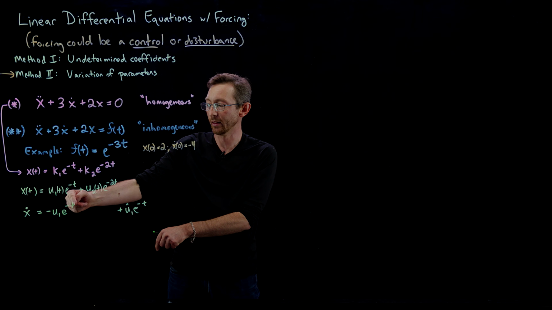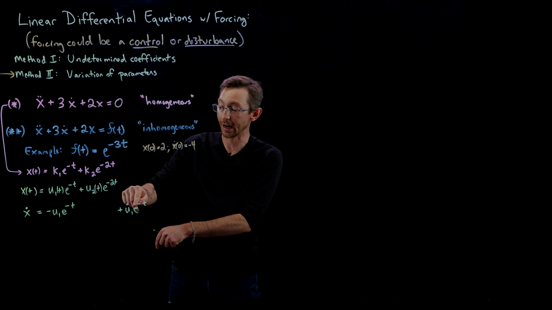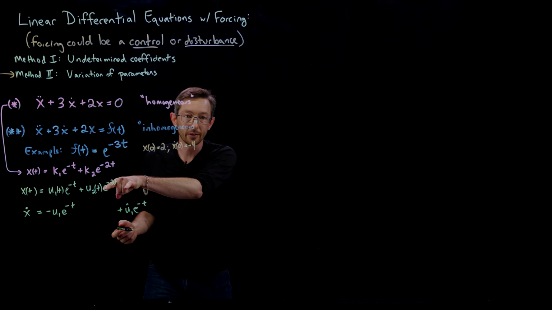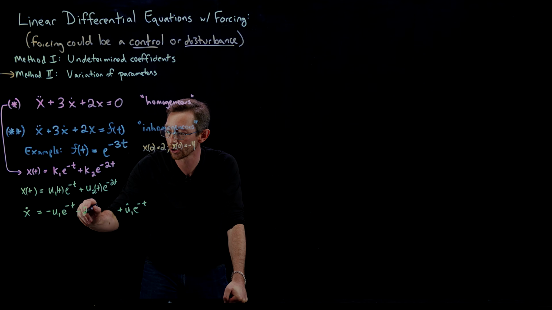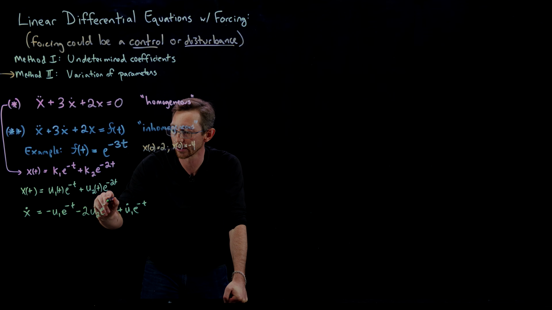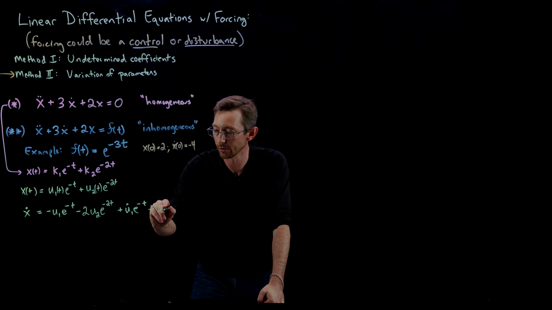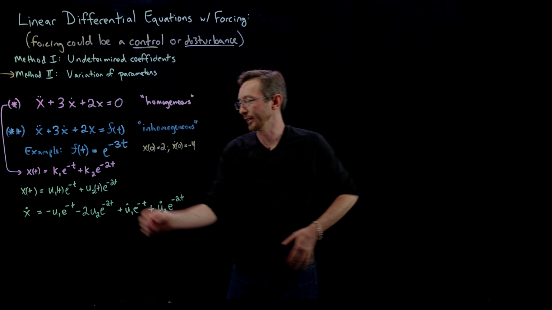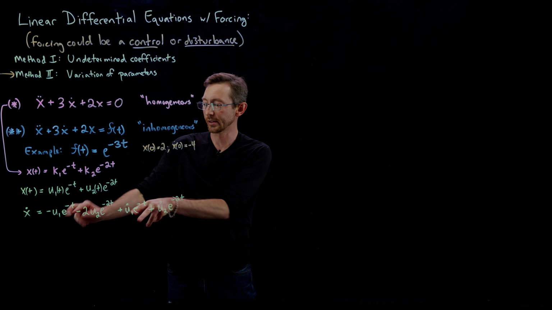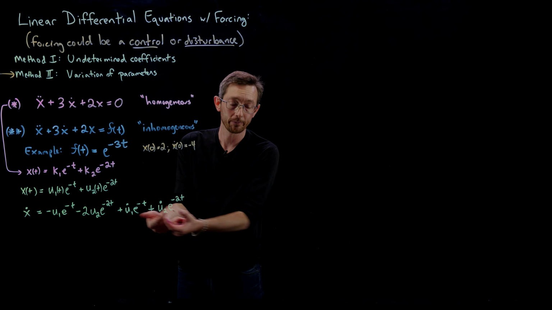So this is minus u1 e to the minus t, plus the derivative of the first term times the second term. That's plus u1 dot e to the minus t. And I'm going to do the same thing for this term here. So that's plus u2 times the derivative of the second term, which is minus 2 u2 e to the minus 2t, plus the derivative of the first term times the second term, which is u2 dot e to the minus 2t. Notice that using the chain rule, I got these two terms, and using the chain rule for this, I got these two terms, and I split them so all of the u dots are over here.